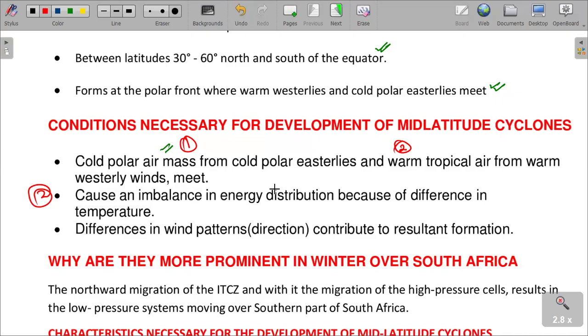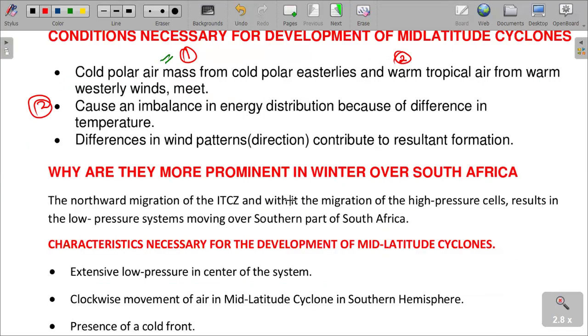So then the air is circulating. When it diverges in the upper atmosphere, it creates a propelling motion that would allow the removal of air that is ascending from below, and then make a continual movement possible. So that is one key thing that I want you to understand on conditions necessary for the development of mid-latitude cyclones.